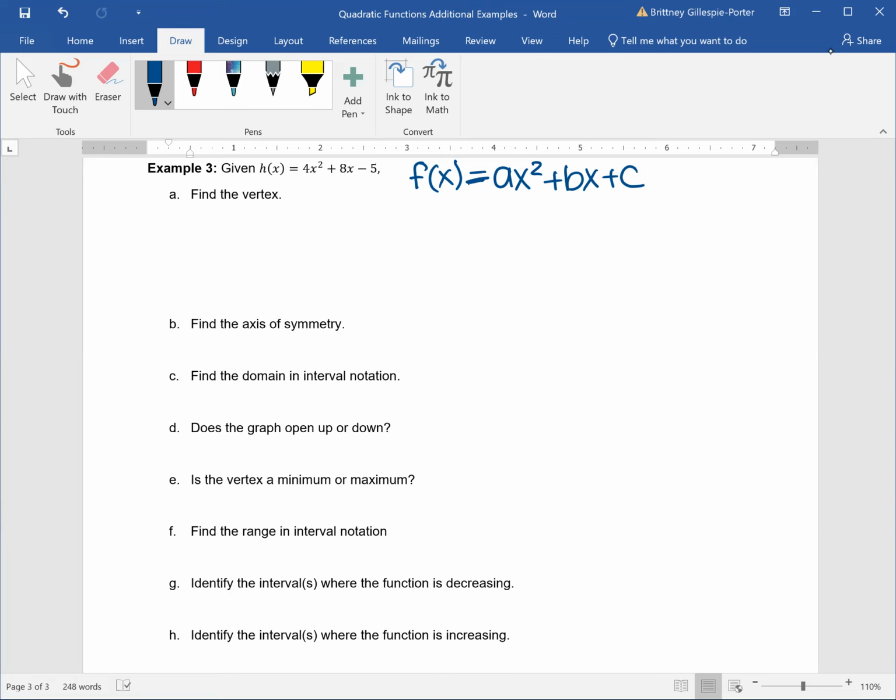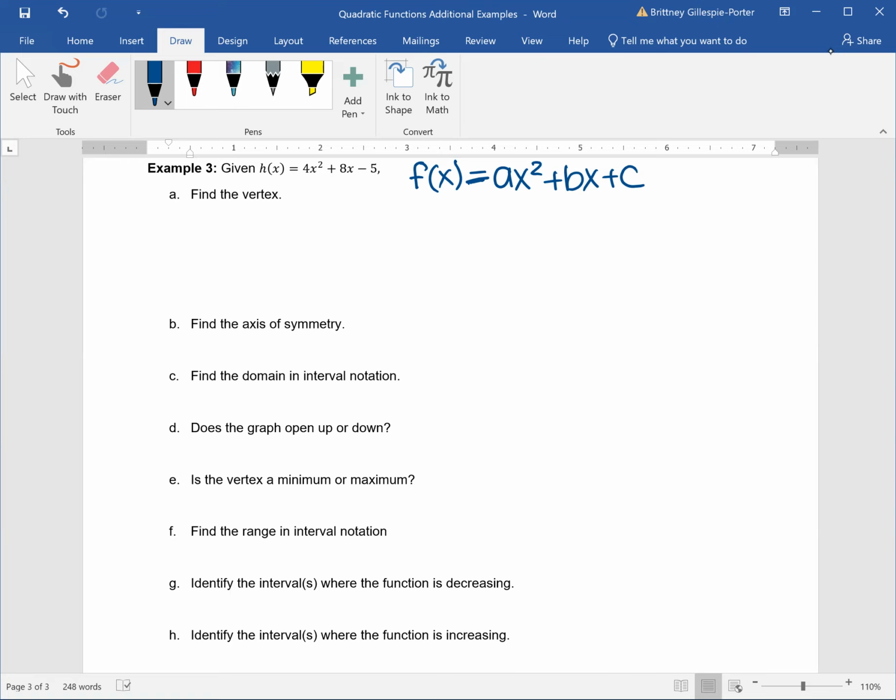Okay, so finding our vertex. In vertex form, you can quickly pull out the vertex of the function. That's why it's called vertex form. When it's in standard form, you have a little bit more work to do. So we have a formula that h is equal to negative b all over 2a.